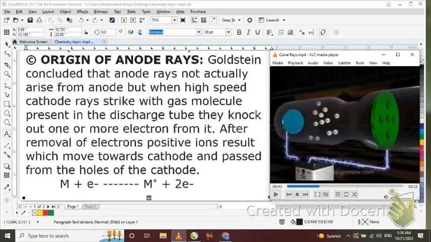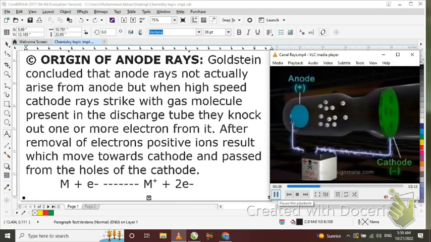Step 3, origin of anode rays. Goldstein concluded that anode rays do not actually arise from anode, but when high-speed cathode rays strike with gas molecule present in the discharge tube, they knock out one or more electrons from it. After removal of electrons, positive ions result which move towards cathode and pass through the holes of the cathode.